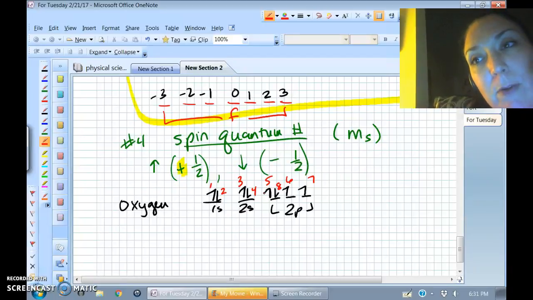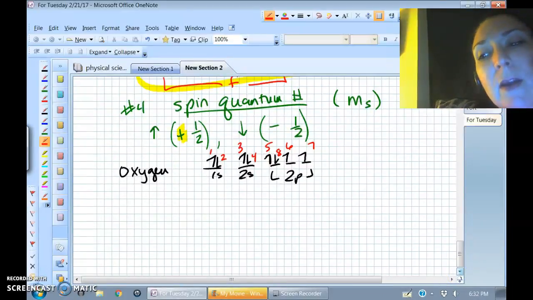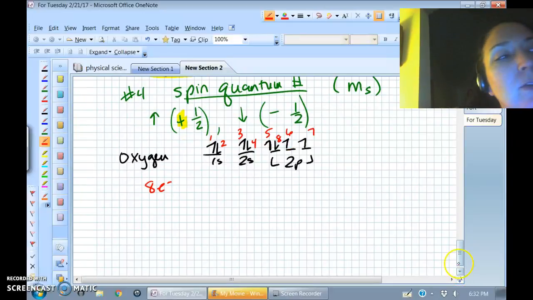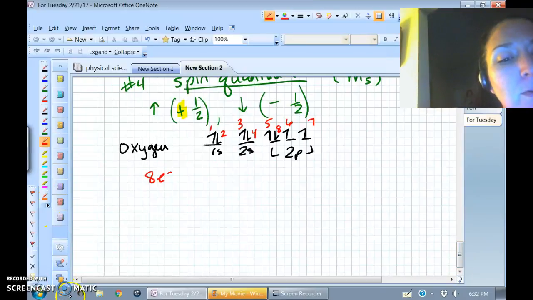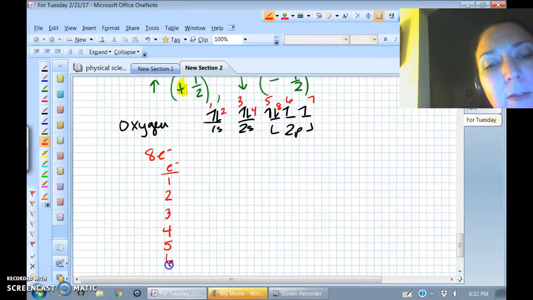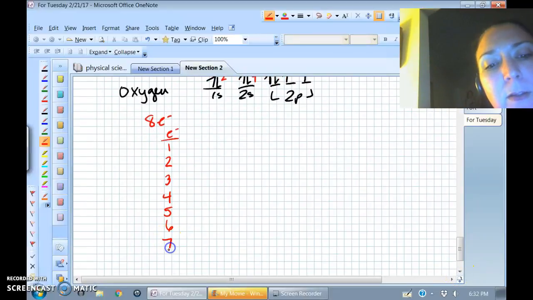Pay attention. If you need to number them, do so. I kind of stagger the numbering. I do the ones where the arrows point up a little higher, and the ones where the arrows point down a little lower. Alright, so we have a total of 8 electrons. Each electron has its own set of quantum numbers. So what I'm going to do is set up a little column. We have electron 1, 2, 3, 4, 5, 6, 7, and 8.